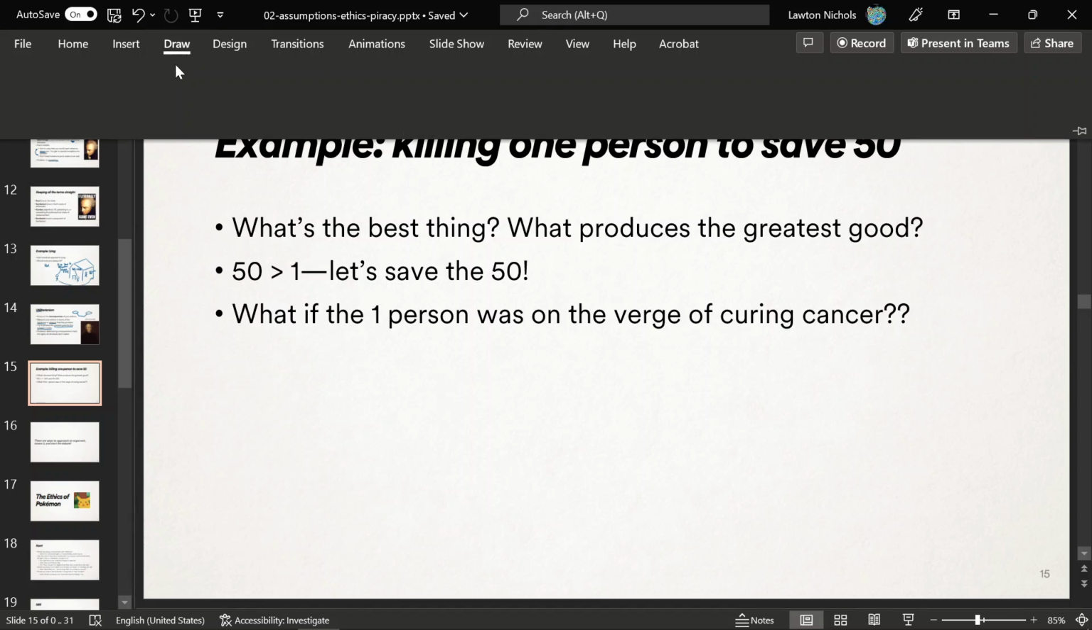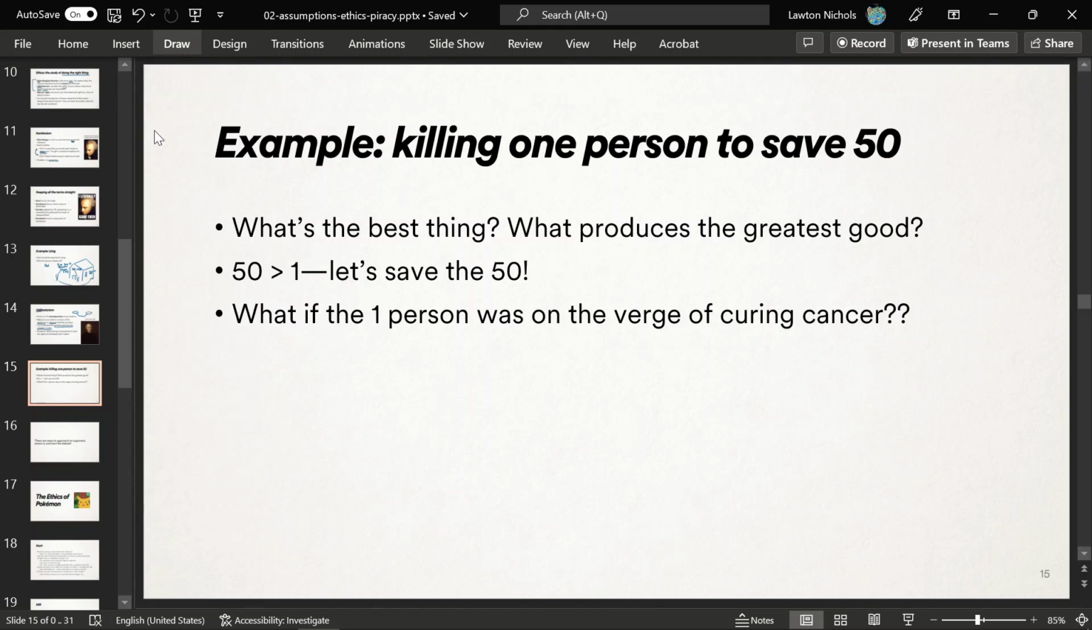This is the standard question that utilitarianists like to ponder when it's first introduced. So here is the question. Should you kill one person to save 50? And the question is always, what's the best thing? What produces the greatest good? Usually, utilitarians would say, oh, I know the answer immediately. 50 is greater than 1. We're going to save the 50, so let's kill that one person. Done. Does that make sense?